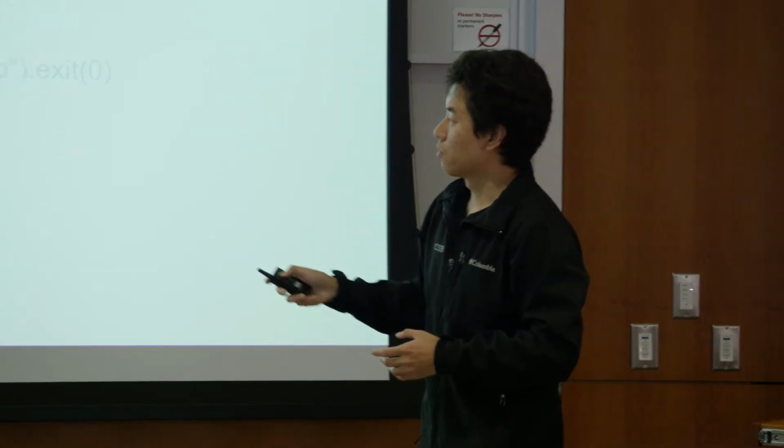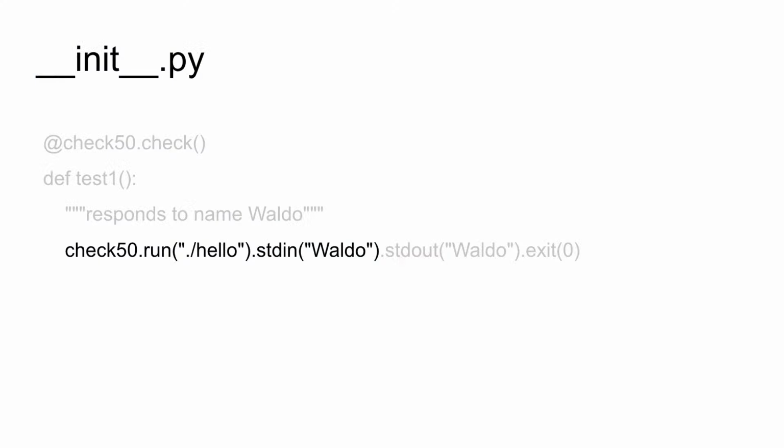So the first method runs the program. The second method: because the hello program expects a command line input, like standard input, we pass in this method called stdin, where we send Waddle in. We expect the program to send output like hello Waddle, right? So we check if the output has Waddle. If it has Waddle, print exit code 0. And that summarizes the actual checks of that test case.